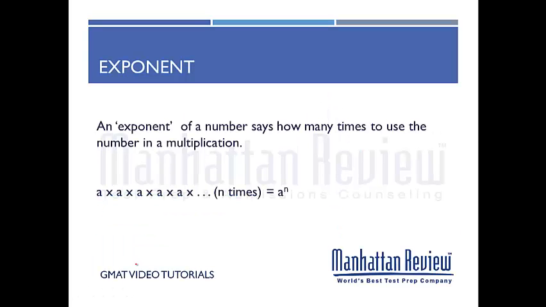The first and foremost thing that comes to our mind when we hear the word exponent is, what is an exponent? An exponent of a number says how many times to use the number in a multiplication. Here a is multiplied n times, which can also be represented as a power n. Any exponent will have two parts, the base and the index. Here the base is a and the index is n.